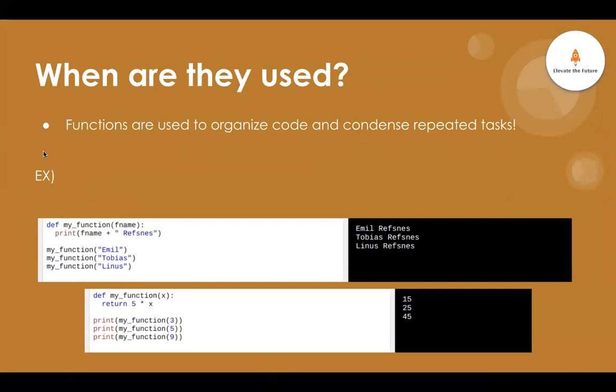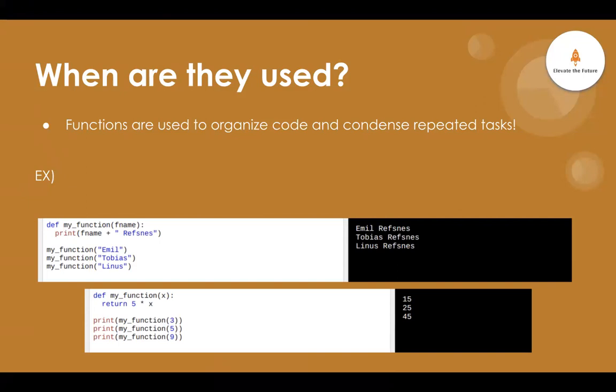When are they used? Functions are used to organize code and condense repeated tasks. So if a piece of code is repeated, you can just make it a function and call that instead of repeating code multiple times. So these are examples of functions.